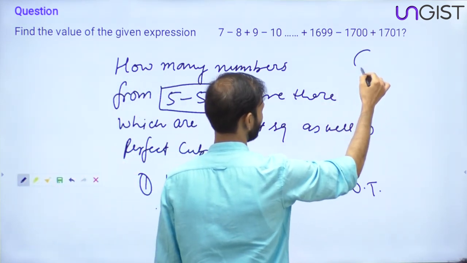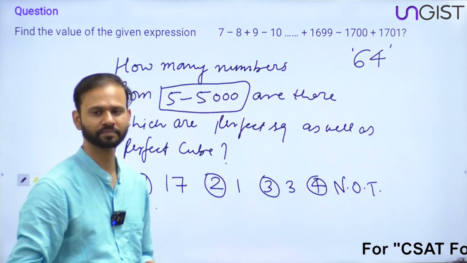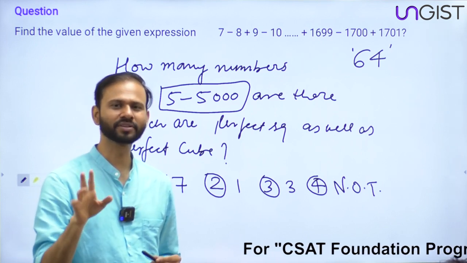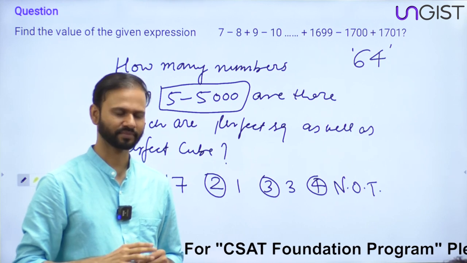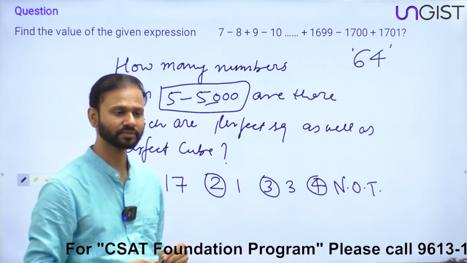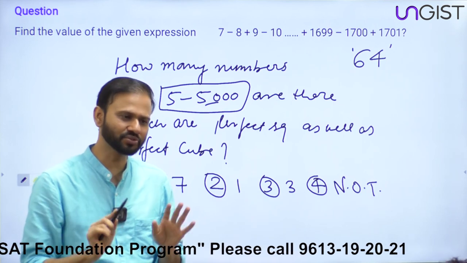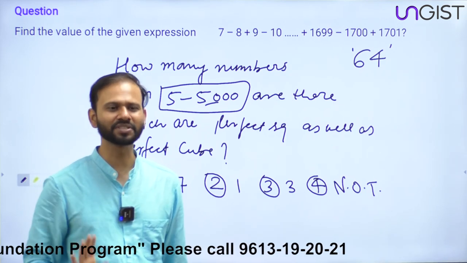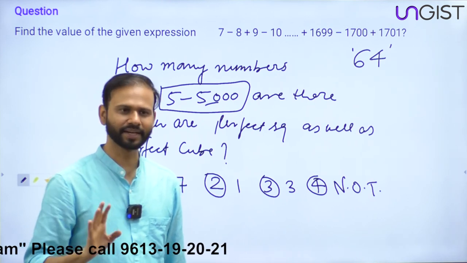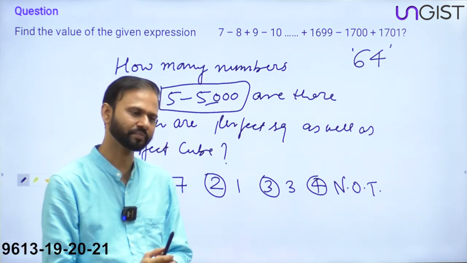Everyone, let me tell you. 64 is the first number which is a perfect square as well as a perfect cube at the same time. 64 is the square of 8 and cube of 4. 64 is in this range also, 5 to 5000. Yes or no? You could think of one number, right? Agreed. 64 is such a number which is perfect square as well as perfect cube.